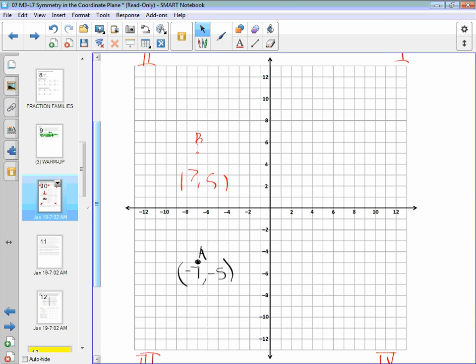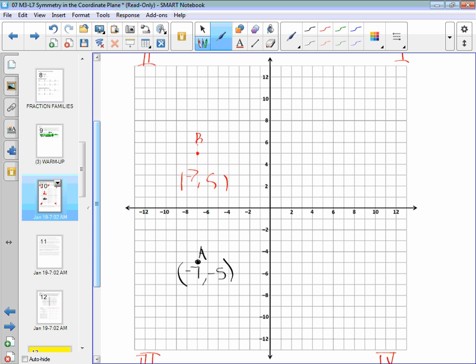Okay, is the location correct? Are the coordinates correct? No. The location is good, but it's not (7, 5). Close. 7 and 5 are involved. One of them's got to be negative, one's got to be positive. Which one? Now is he good? Yeah. He is good. Okay? When we did this, it's called a reflection.